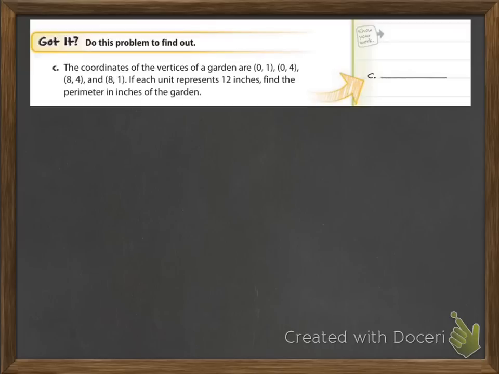So first you need to find out what each length is. Then the second piece says if each unit represents 12 inches, find the perimeter in inches of the garden. So it is going to be a two-part problem. So first let's go ahead and find each side length.